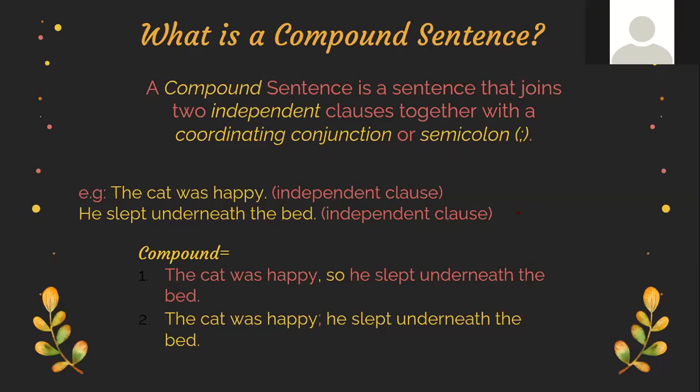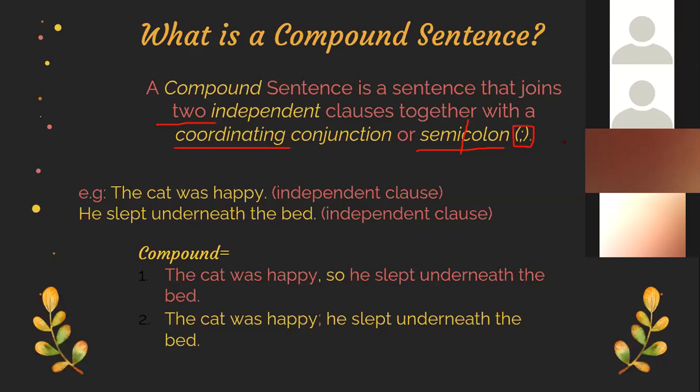A compound sentence is a sentence that joins two independent clauses together with a coordinating conjunction or a semicolon. This is the semicolon. So thank you, Malak.